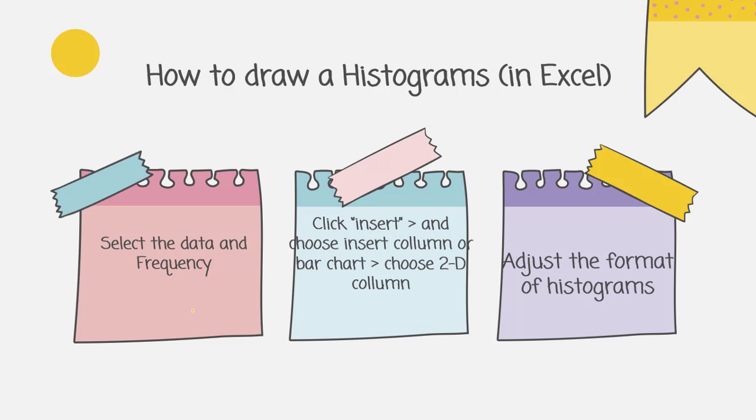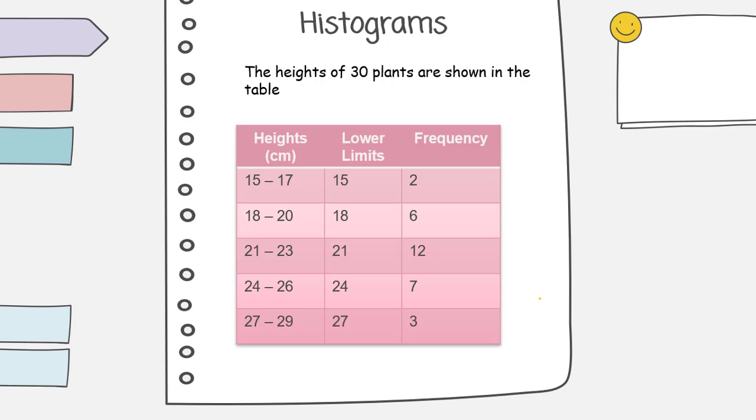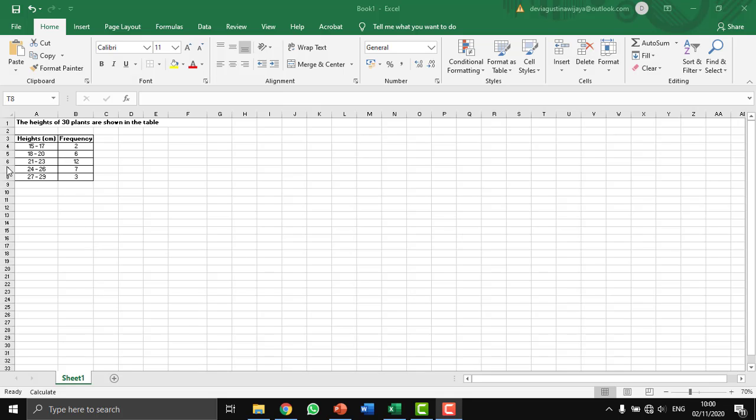Now we will try to draw a histogram in Excel. So this is all the stuff, but we will use real data. We'll exercise in Excel using real data. So this is the data. The heights of 30 plants are shown in the table. Firstly, you have to input all the data into Excel, only the interval and also the frequencies. After you input the interval and frequency, you can select all the data, the frequency and also the interval.